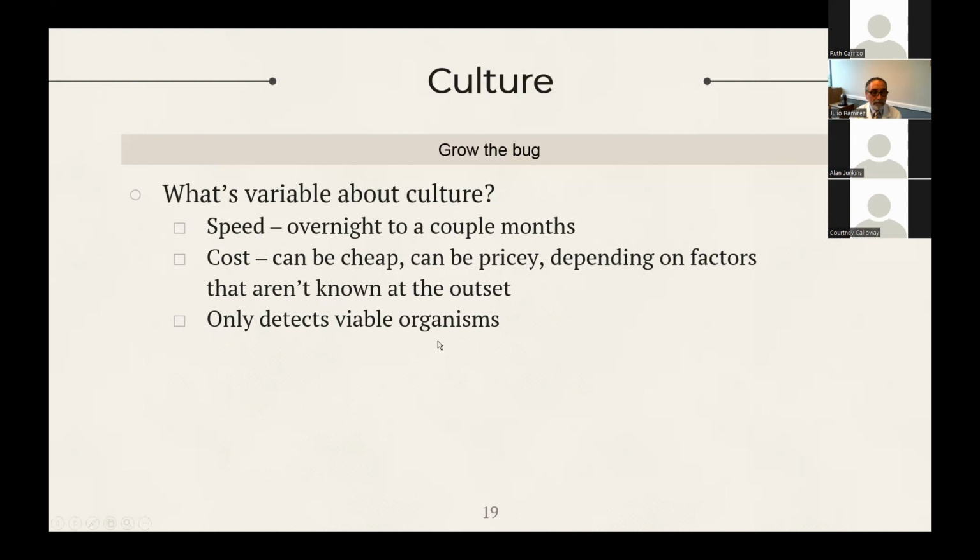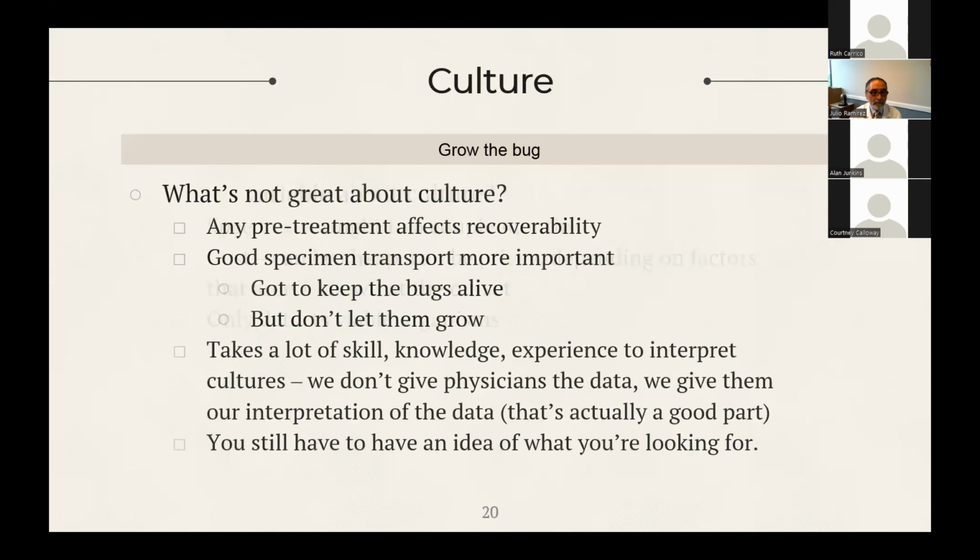And it only detects viable bugs. So the same kind of thing. The bug has got to be alive before you're going to culture it. That could be both good and bad. Any pre-treatment affects recoverability, just like this girl that we have right now with the strep pneumo. One dose of vancomycin and ceftriaxone, and we're unable to grow that bug. That's all it takes sometimes.